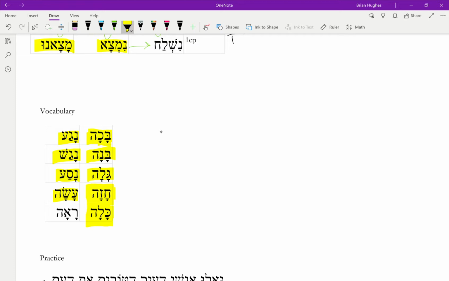Asa is to make or to do, to create. And then ra'ah is to see or to know. Ra'ah, to see or to know. I think two that I tend to get mixed up are these two, naga and nagash. If you can think of a cry of pain with naga, then maybe that'll help you think of getting hurt. Whereas with nagash, maybe you can differentiate enough to think of approach.